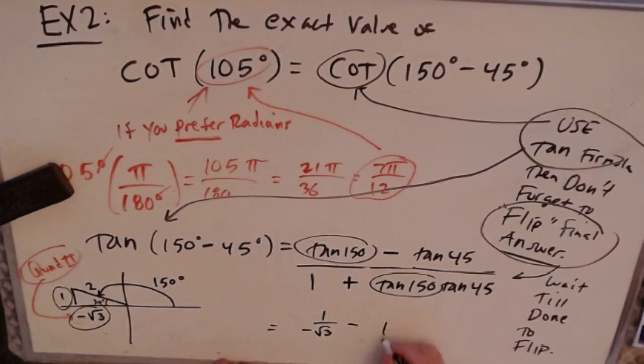Tan 45, we already know that. That's one you should have memorized. This is 1. And then 1 plus, and then you got another 1 over negative root 3. And then you got another 1.